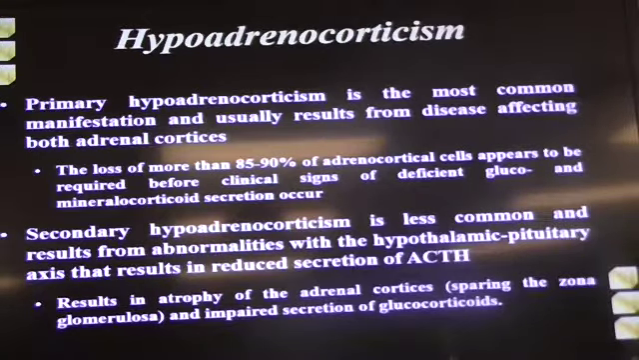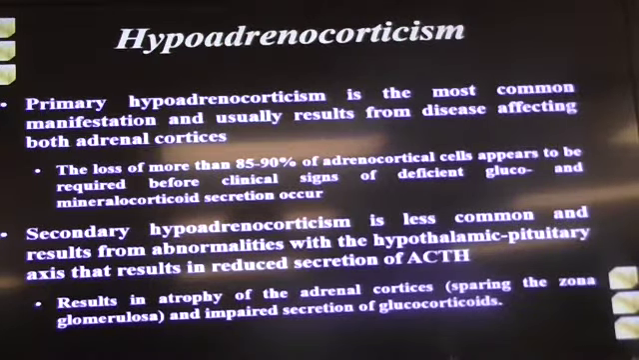Secondary hypoadrenocorticism is less common, and that's a problem, of course, up in the pituitary, where you get decreased ACTH secretion. If you have secondary hypoadrenocorticism, what change will you see in the adrenal gland, as far as the cortices? If they're not getting stimulated, what are they going to do? Atrophy. So that's what you're going to see in there, okay?